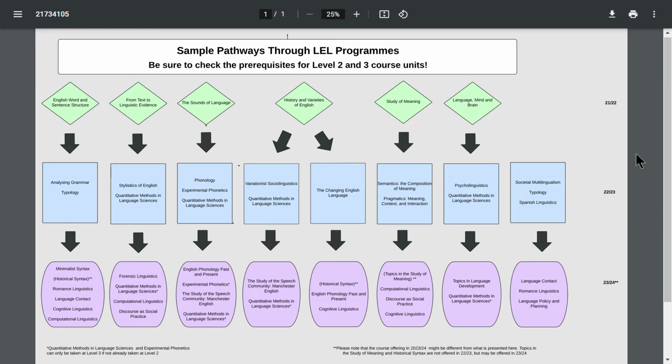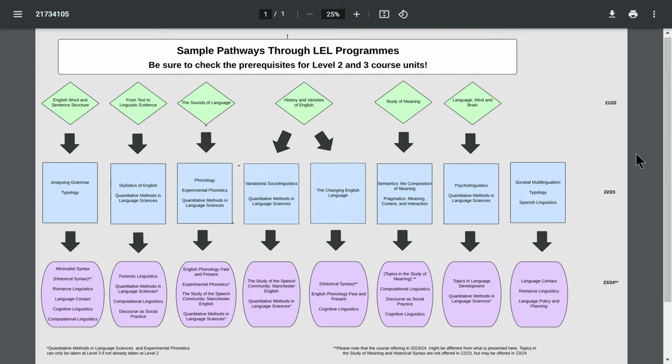For example, for 2022 to 2023, the course module relating to phonetics and phonology at Level 1 is the Sounds of Language, which can then be followed at Level 2 by courses such as Phonology and/or Experimental Phonetics. As another example, if you have a particular interest in cognition and the role of the brain in human language development, you could start with Language, Mind, and Brain at Level 1, and then work your way up to Psycholinguistics at Level 2. You may use the Sample Pathways document to help inform your module choices at each level.